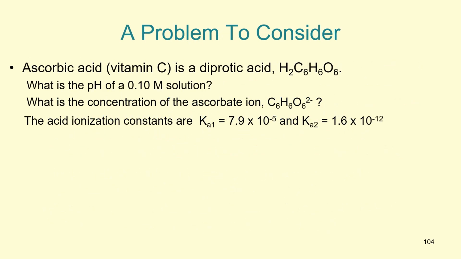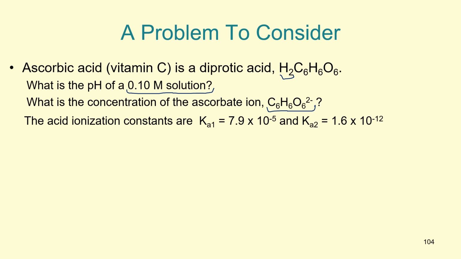We'll see that in this example. All right, so ascorbic acid is a diprotic acid, H2A. So both of those hydrogens are acidic, so we can have two equilibrium expressions, two problems to solve. So the question is, what is the pH of a 0.1 molar solution? And the other question is, what is the concentration of the ascorbate ion, meaning after it's lost two hydrogens?